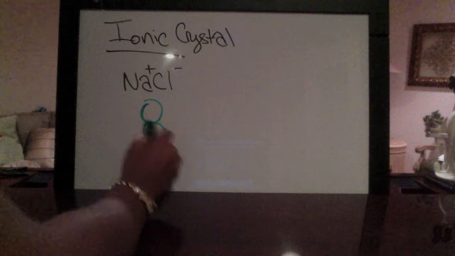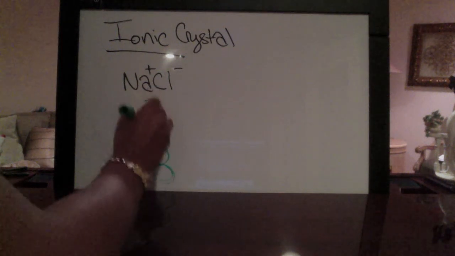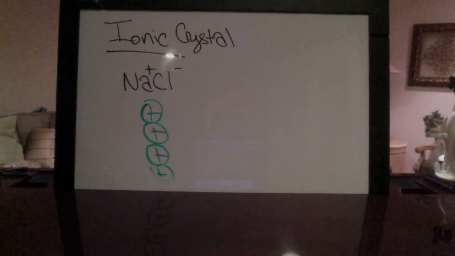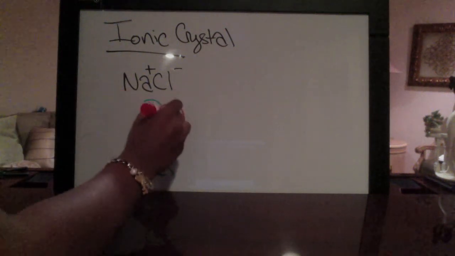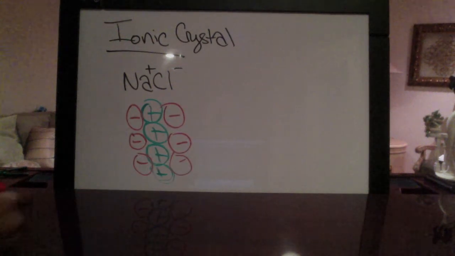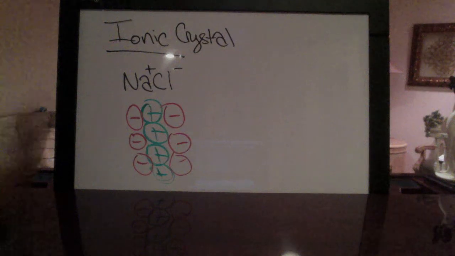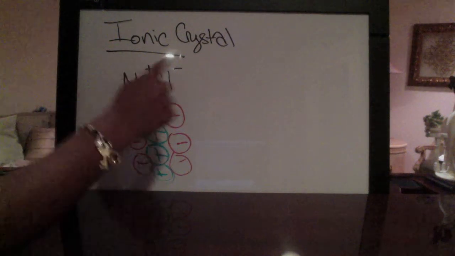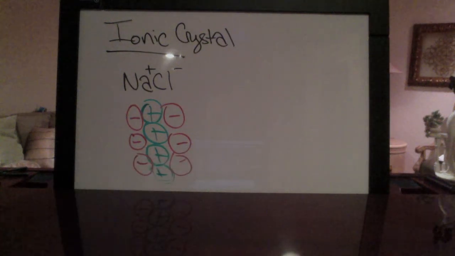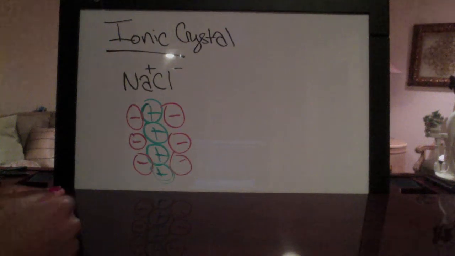You're going to have your positive sodium ions, and then you're going to have some negative chlorine atoms. That's probably not exactly how it looks, but it's just showing that the positive sodium and the negative chlorine want to be really, really close to each other. So it's going to be a very strong bond with probably a very high melting point and probably really brittle.